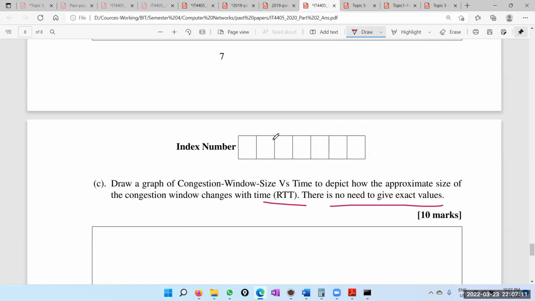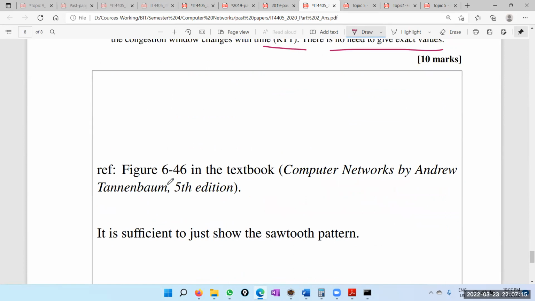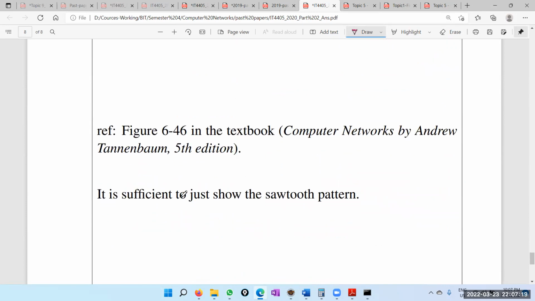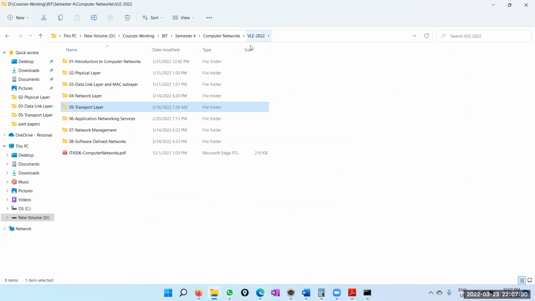Okay. Sawtooth diagram. You can see the sawtooth pattern. So you have to mention that sawtooth pattern. I think we discussed that in your new syllabus also, that is there. I think we discussed it on transport layer, right?